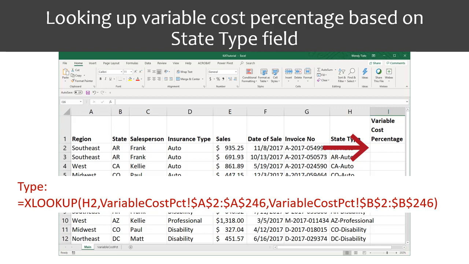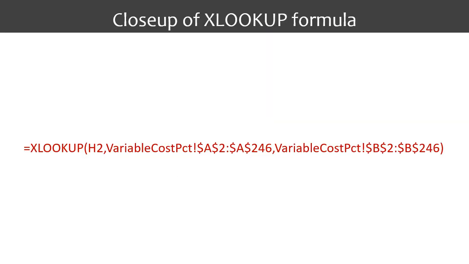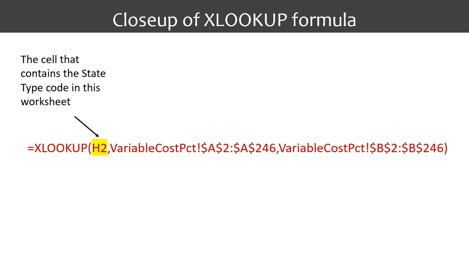We are going to walk through the elements of that formula next. Let's look at that XLOOKUP formula that we just typed into cell I2 so that you can edit it appropriately for your own use. After typing in XLOOKUP, the first term is the cell that contains the state type code in this worksheet, which is cell H2. This cell contains the information you are currently looking up, the cell that has the data you need to look up in another location. In this case, cell H2 contains the state type field for row 2.